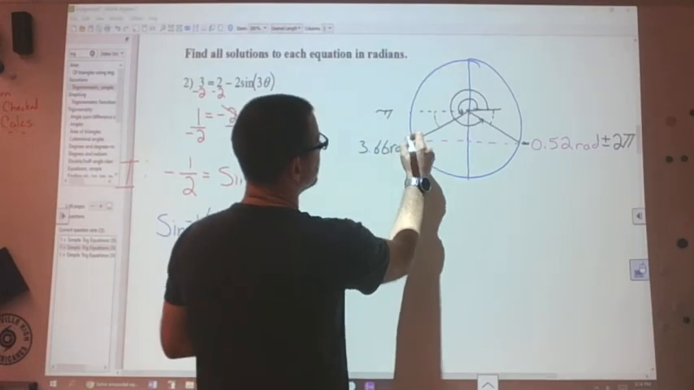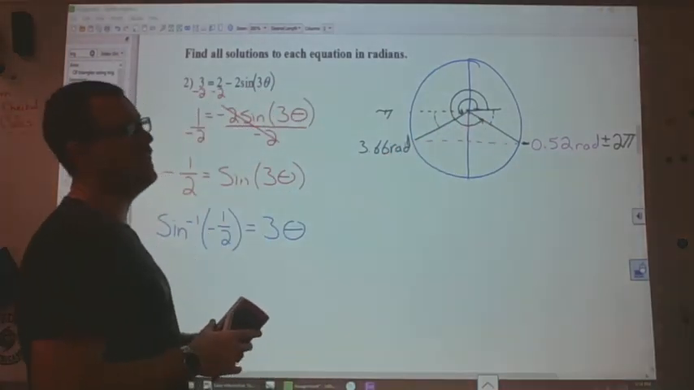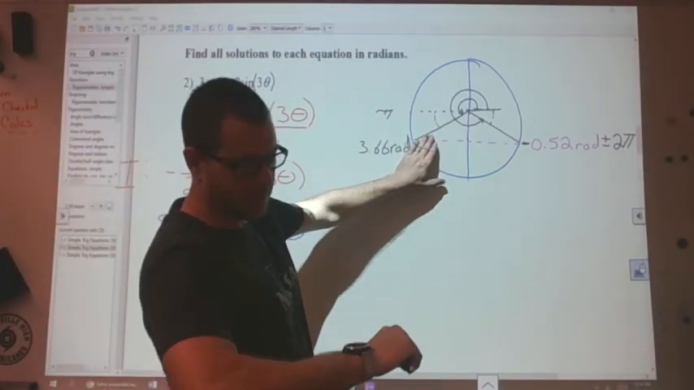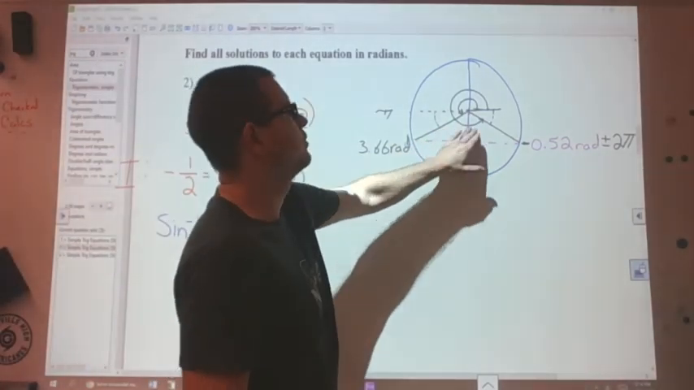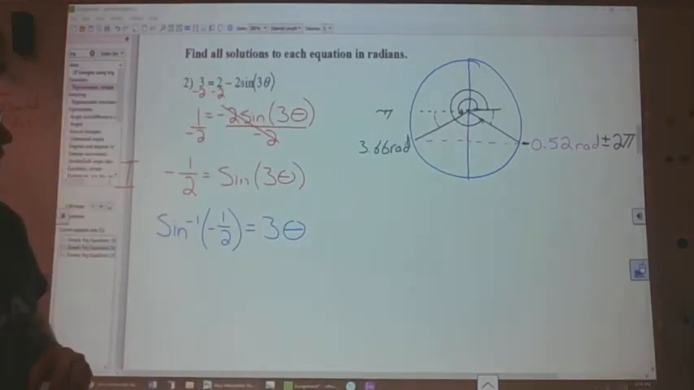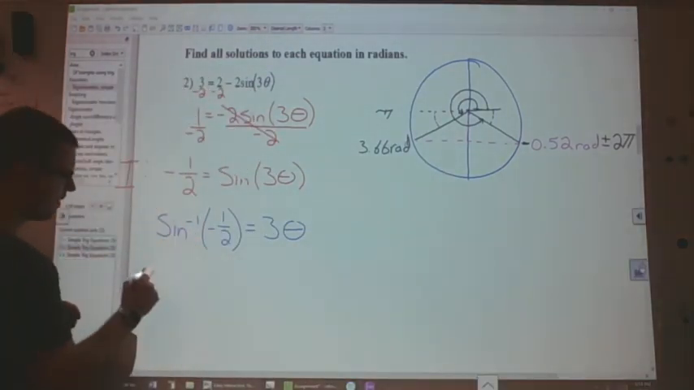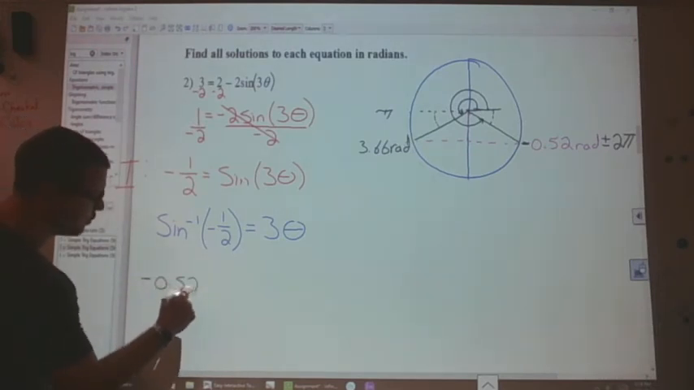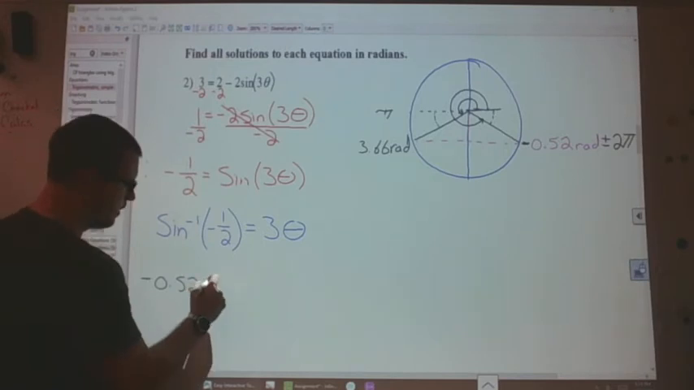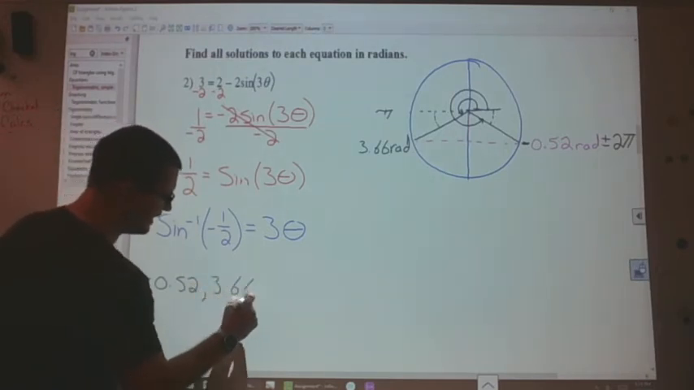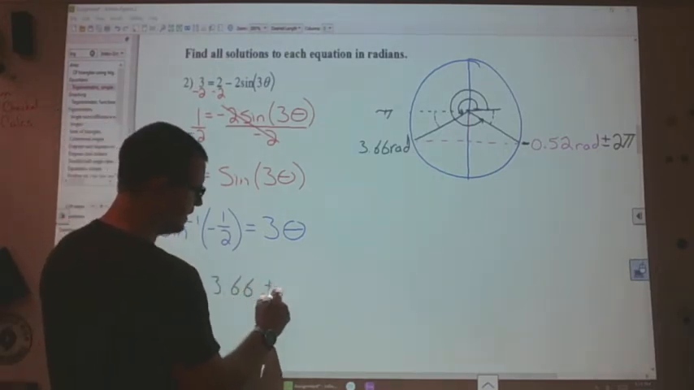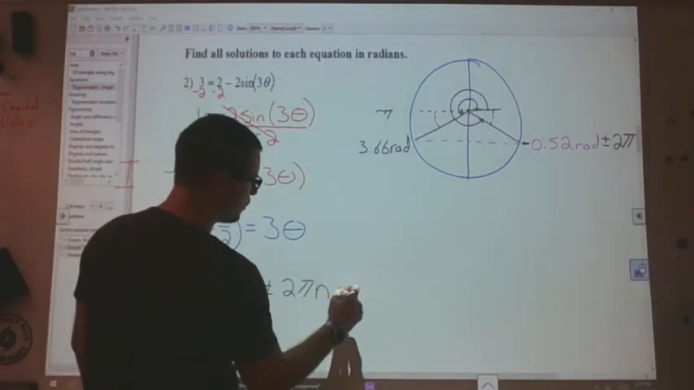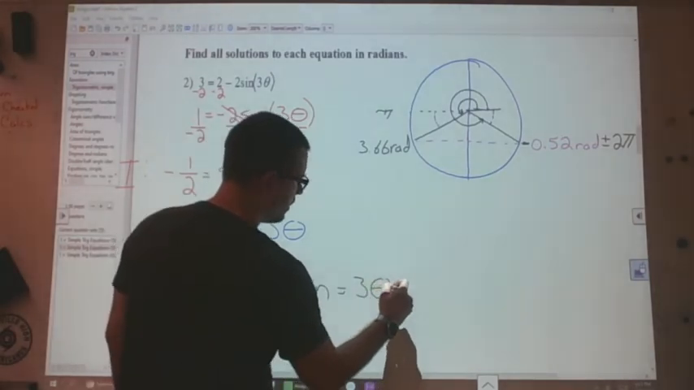radians. The only way I knew to do that was geometry, looking at that image and saying, well, how can I figure out this other angle that my calculator did not provide? I can use that geometry. So I did. Now I can break this down. I have negative 0.52 or 3.66 plus or minus 2 pi n times is equal to 3 theta.